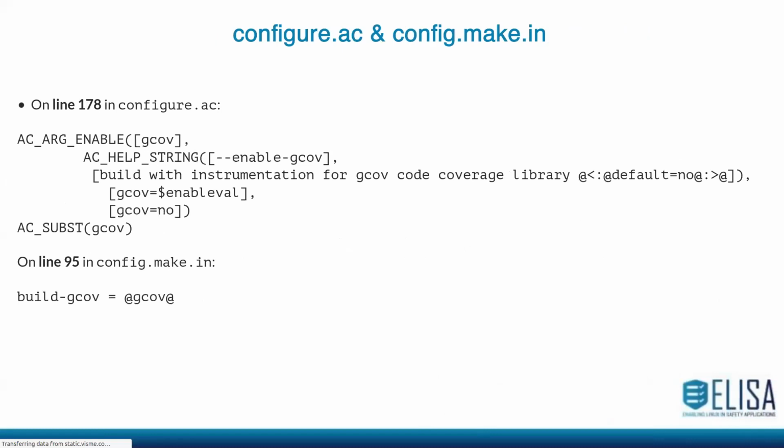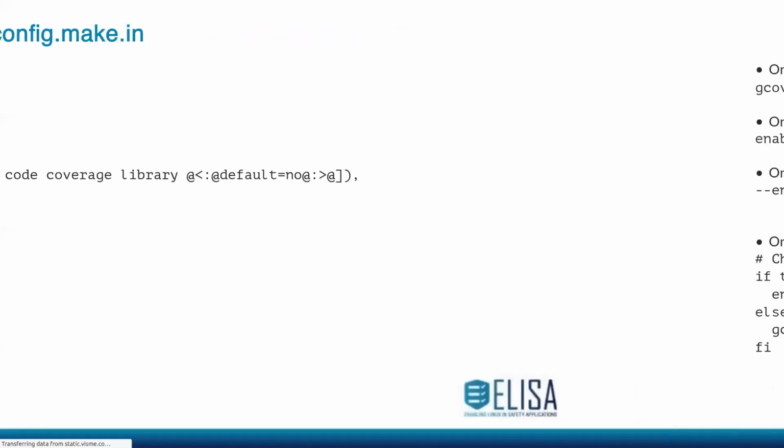In configure.ac, in autoconf, AC_ARG_ENABLE stands for autoconf argument enable. So basically, using this statement, you can enable certain options, you can define certain options, and the help string displays the message that should be displayed in case somebody uses the help command. So we build with instrumentation for code coverage, and by default it is no. That's why you have gcov is equal to no in the fifth line. It is only enabled when we give it a yes. And in config.make.in, we give build gcov, and we link it to the variable.